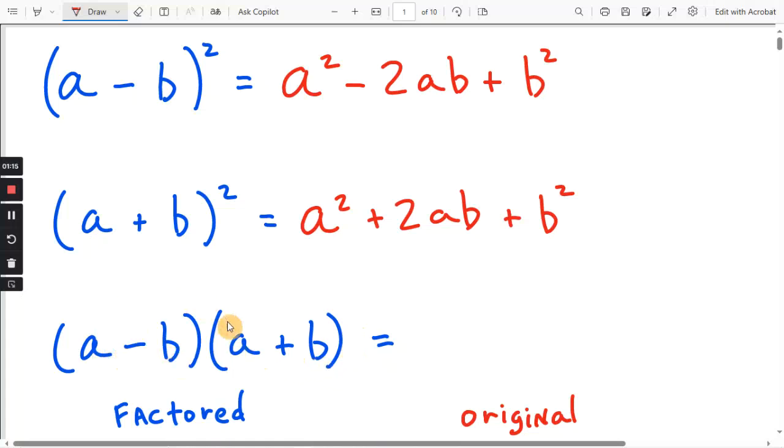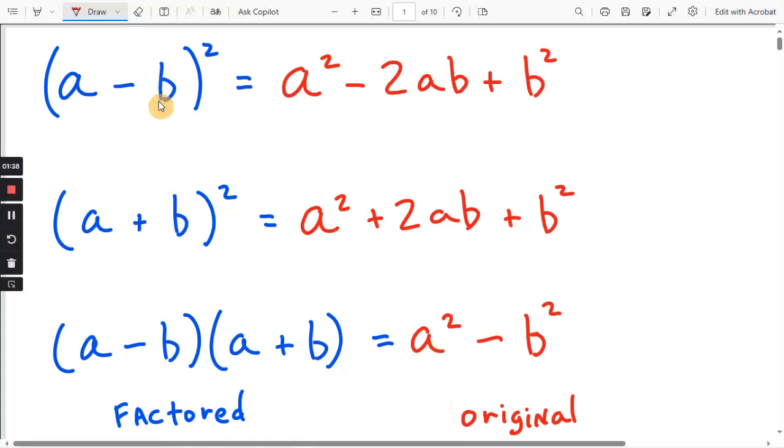And for this last one here, first you would do a times a and get a squared. Last you would do negative b times b, you'd get negative b squared. And as far as the middle term, negative BA plus BA cancels. That would just be 0. So on this one here, there is no middle term.